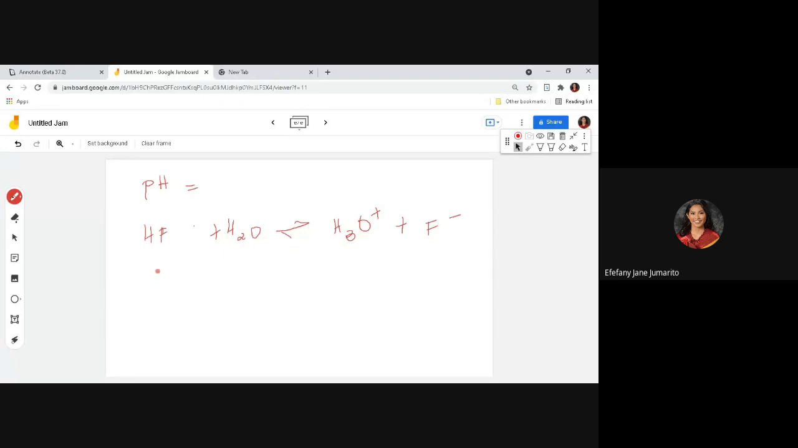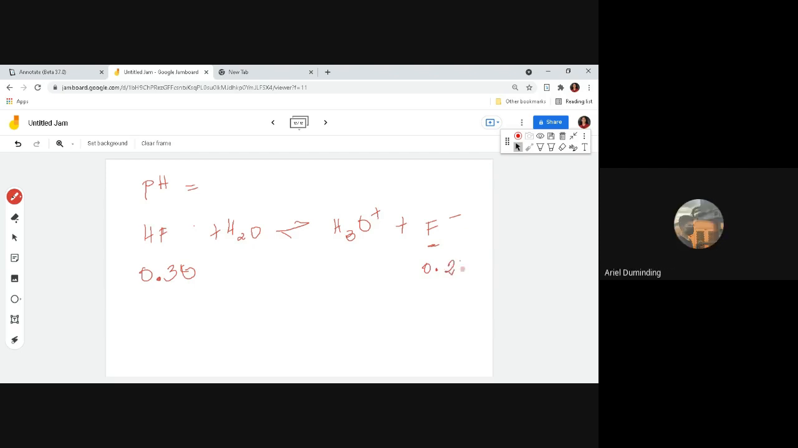Okay, so what will be the initial concentration? Suppose we have 0.30 molar for the concentration of your HF. What about F minus? What will be the concentration of your F minus? 0.20. 0.20, ma'am.